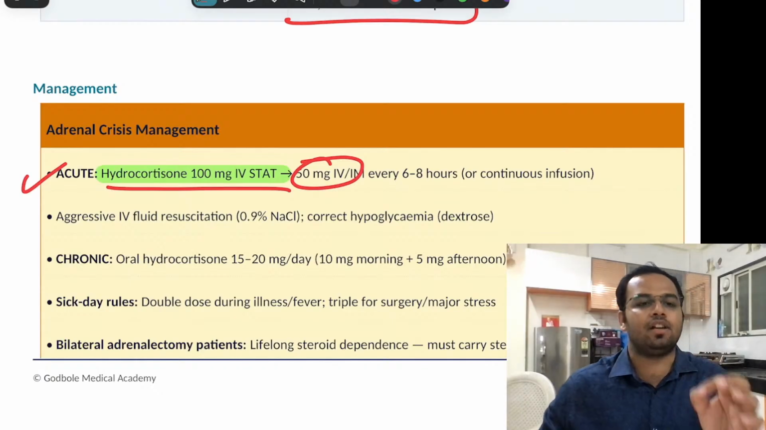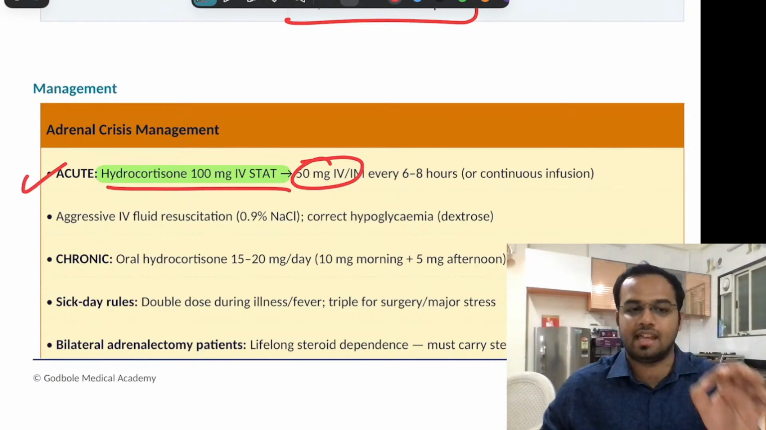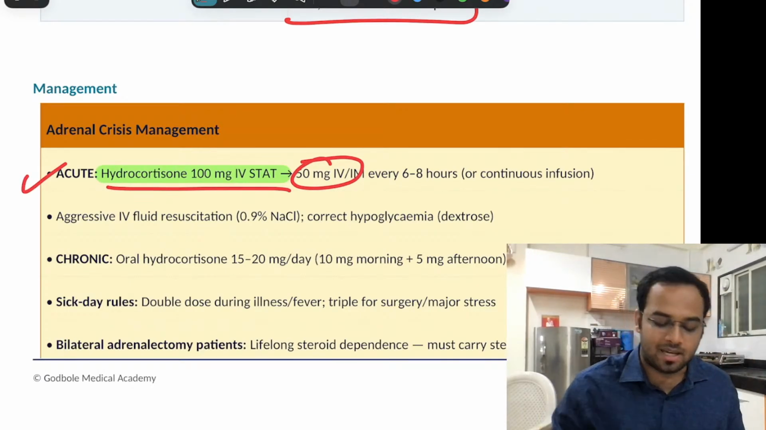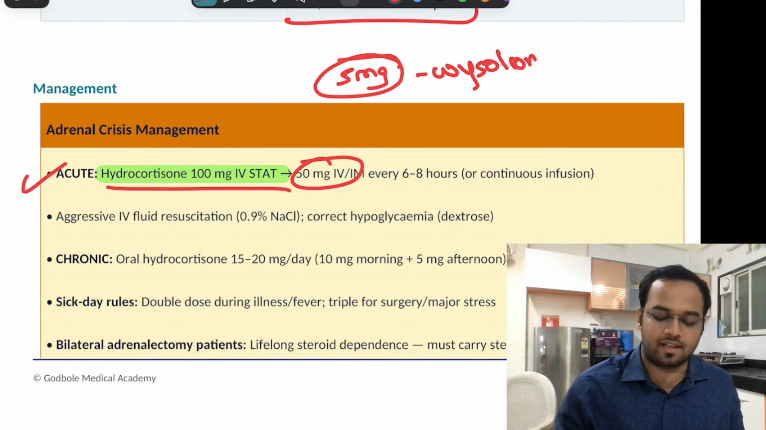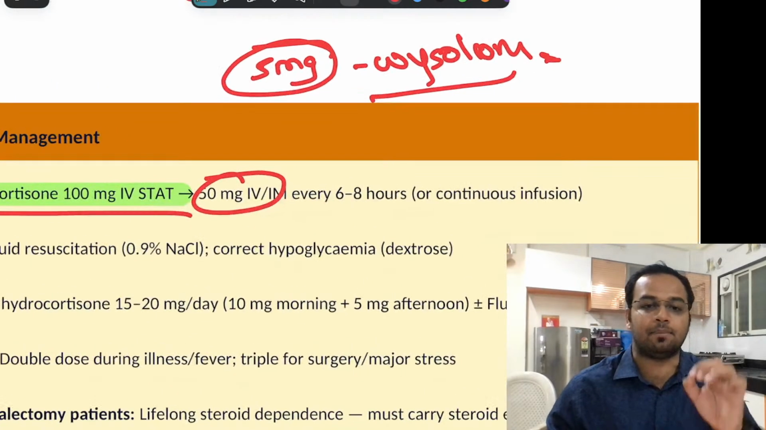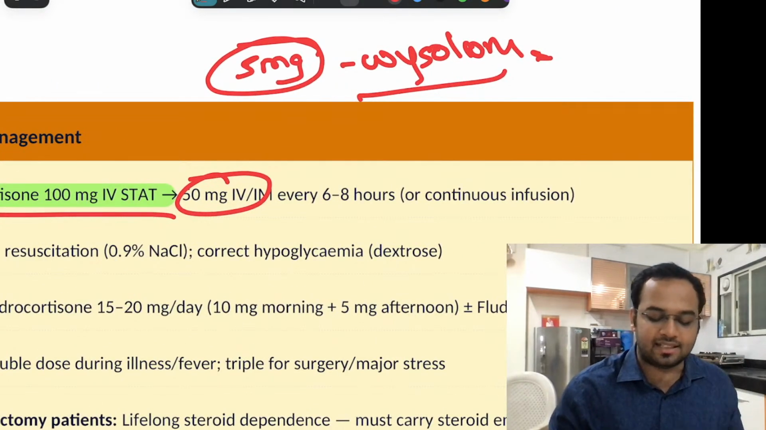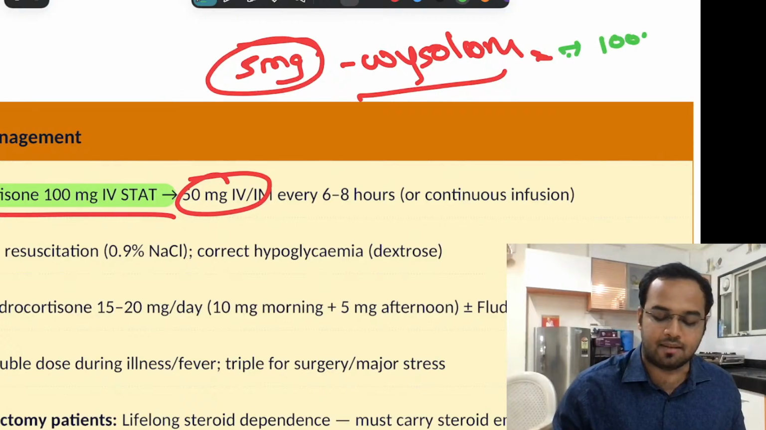Always remember, whenever you are taking a patient for surgery who is a known case of steroid dependence, any patient on more than 5 mg of steroid, if the patient is on prednisolone more than 5 mg, then you should always and always go for steroid supplementation during surgery. So during crisis you are going to supplement the patient with 100 mg hydrocortisone.